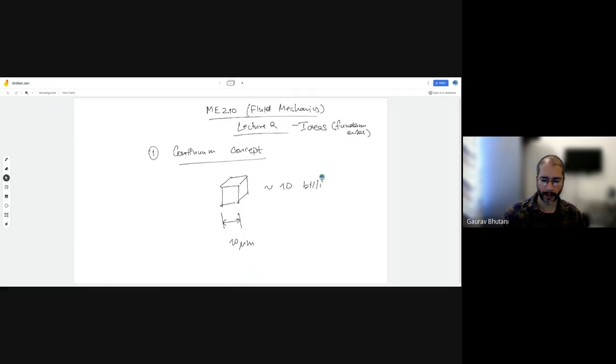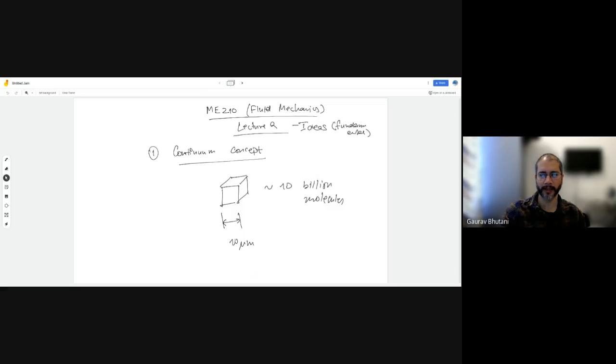molecules of air, of oxygen, carbon dioxide, and so on, nitrogen. So it will have around 10 billion molecules. So if I wanted to define, let's say, the pressure at a point, I could comfortably say that I will never go smaller than this cube.